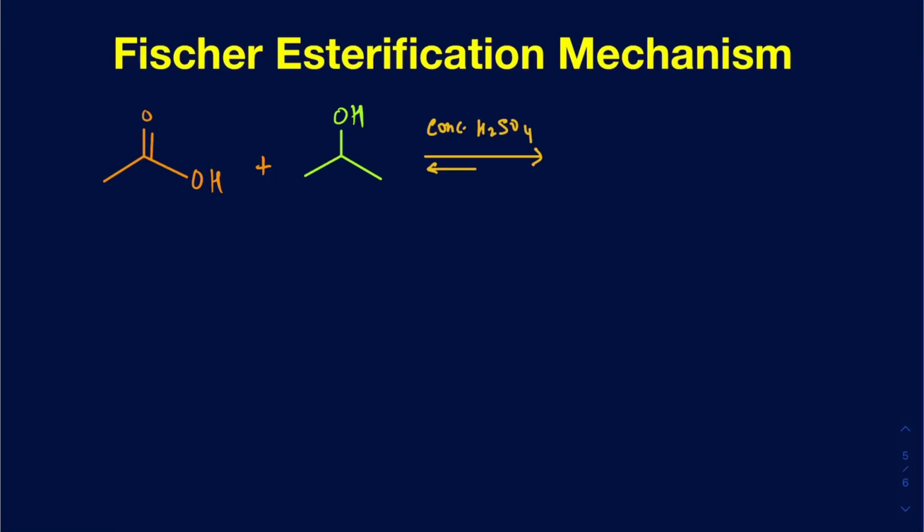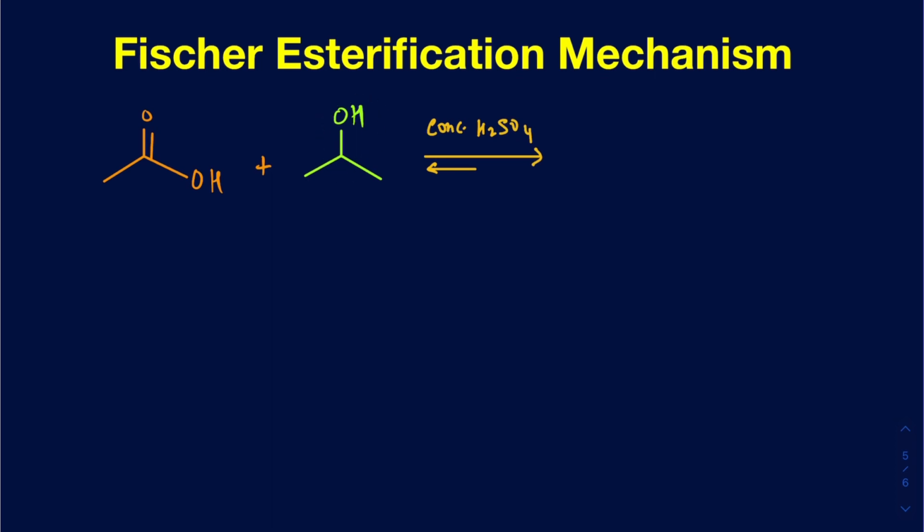Hello everyone. In this video, I'm going to be talking about how to write a mechanism for a Fischer esterification. This reaction obviously involves an acid. So we have a carboxylic acid functional group, and you can have any R groups down there. You can have this particular one just a glacial acid, but you could have some other form of carboxylic acid in combination with an alcohol.